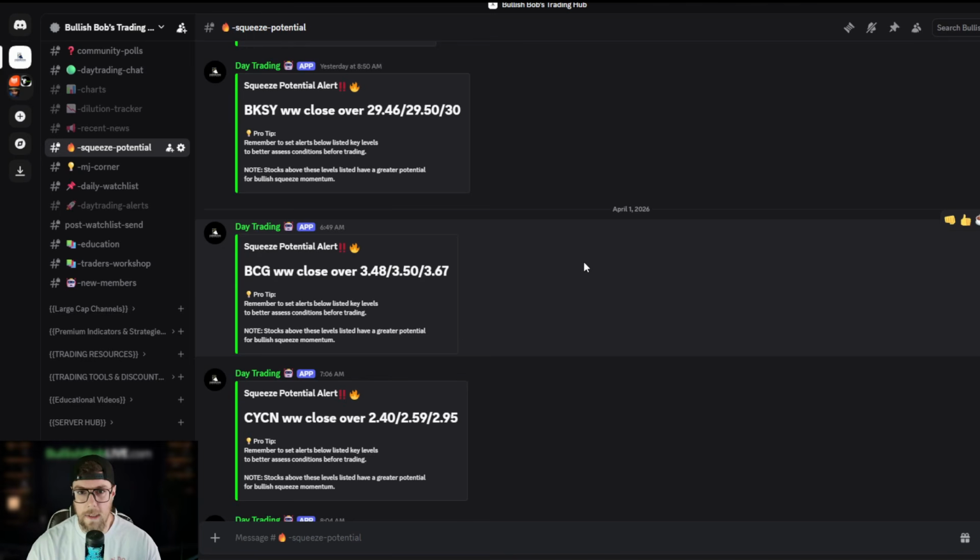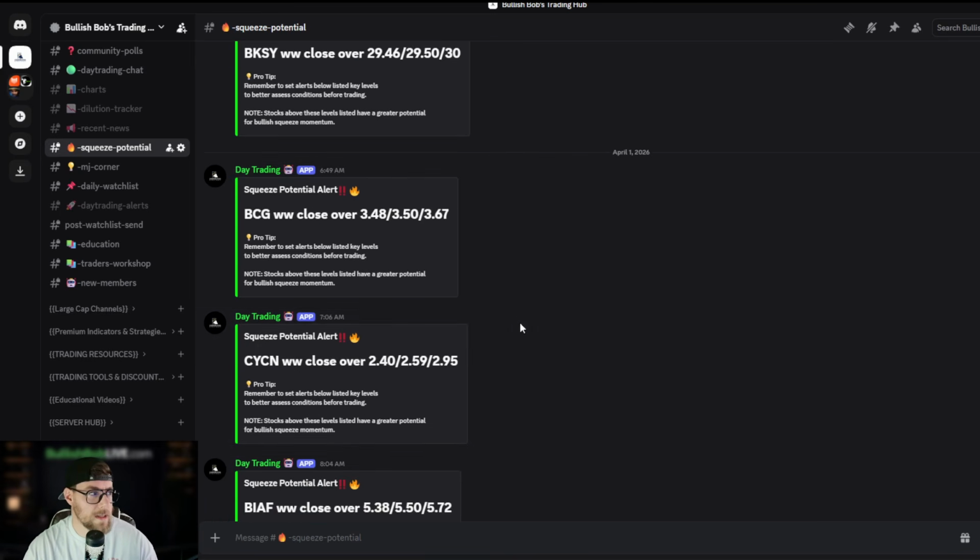What it means is basically that squeeze potential level is a key level for me. If we get above that level, it's got the potential for that squeeze momentum that we love to see. That means it's got the potential to move 10%, 20%, 30%, all in a matter of minutes or less. And that's what I'm looking for. Those are the type of trades that have that breakout momentum I love to see.